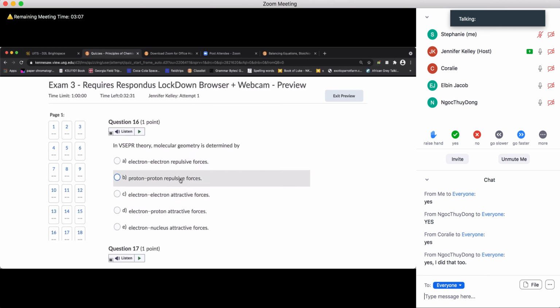Okay, what about this one? This one would be electron-electron repulsive forces. This is called valence shell electron pair repulsion. I was like, electron repulsion pairs. I got the P and the R backwards in my head today.